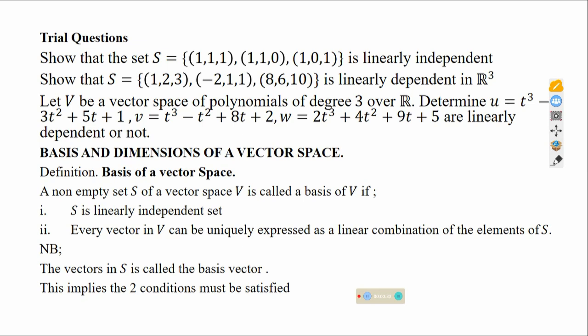And basically we said that a non-empty set S of a vector space V will be called the basis of V if it satisfies two conditions. That is, one, S is a linearly independent set, and two, every vector in V can be uniquely expressed as a linear combination of the elements of S. If the two conditions are satisfied, then we shall call that given set a basis of the vector space V.